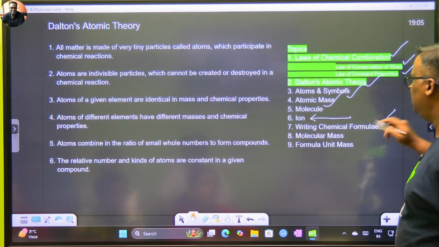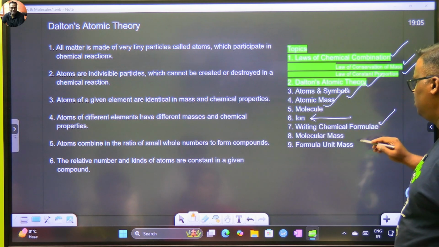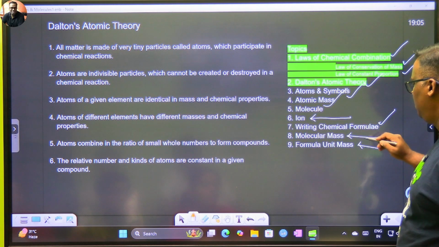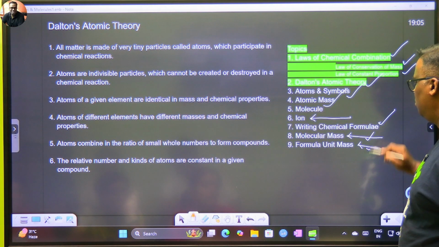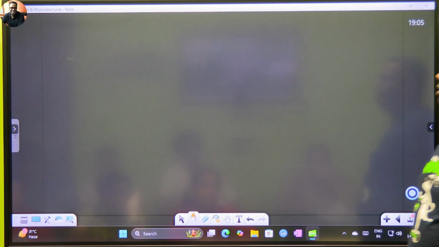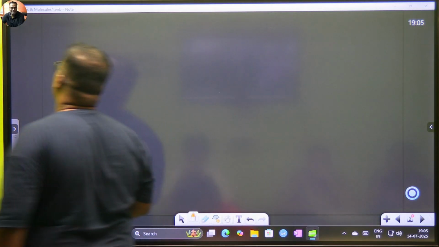Writing chemical formula is like molecule. I'll revisit because we did a lot of work on that. Ions, and molecular mass and formula unit mass. So first we will do molecular mass and formula unit mass, and then we'll go to ions. Okay, ready children? Chalo. So let's go with molecular mass now.